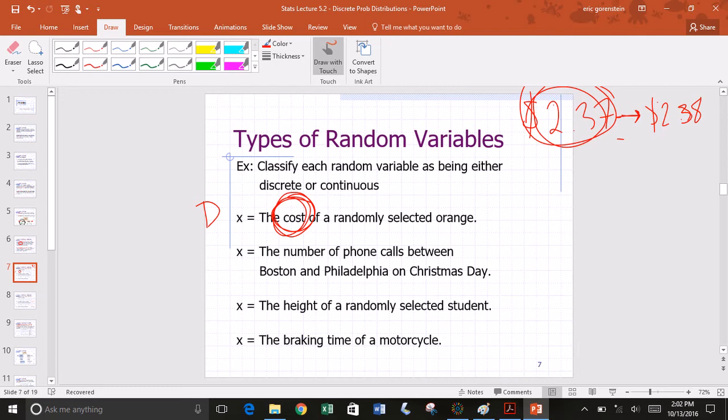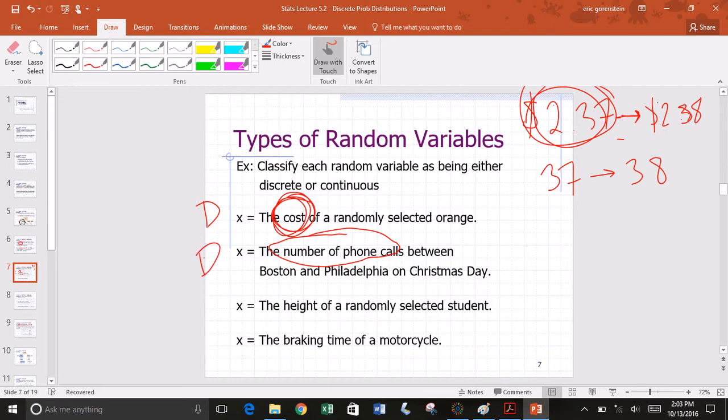Next one, number of phone calls between Boston and Philadelphia on Christmas Day. Again, number of phone calls. If you pick one value at random, let's say 37 calls, and you ask the question, what is the next possible value after 37? Well, that's well defined. It has to be 38. You can't have 37.2 phone calls. So again, that is a discrete random variable.